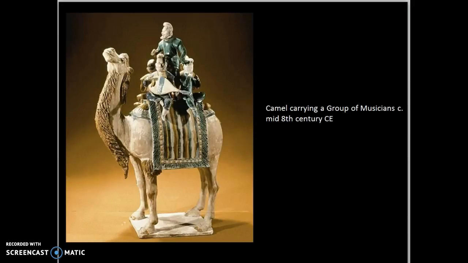During this time, many foreign travelers came to the new capital, and they were often depicted in art of this period, as we can see here in this sculpture. This is a camel carrying a group of musicians, and it's from the mid-8th century CE. It's an interesting look at the Tang Dynasty's perspective on cultures outside of their own.